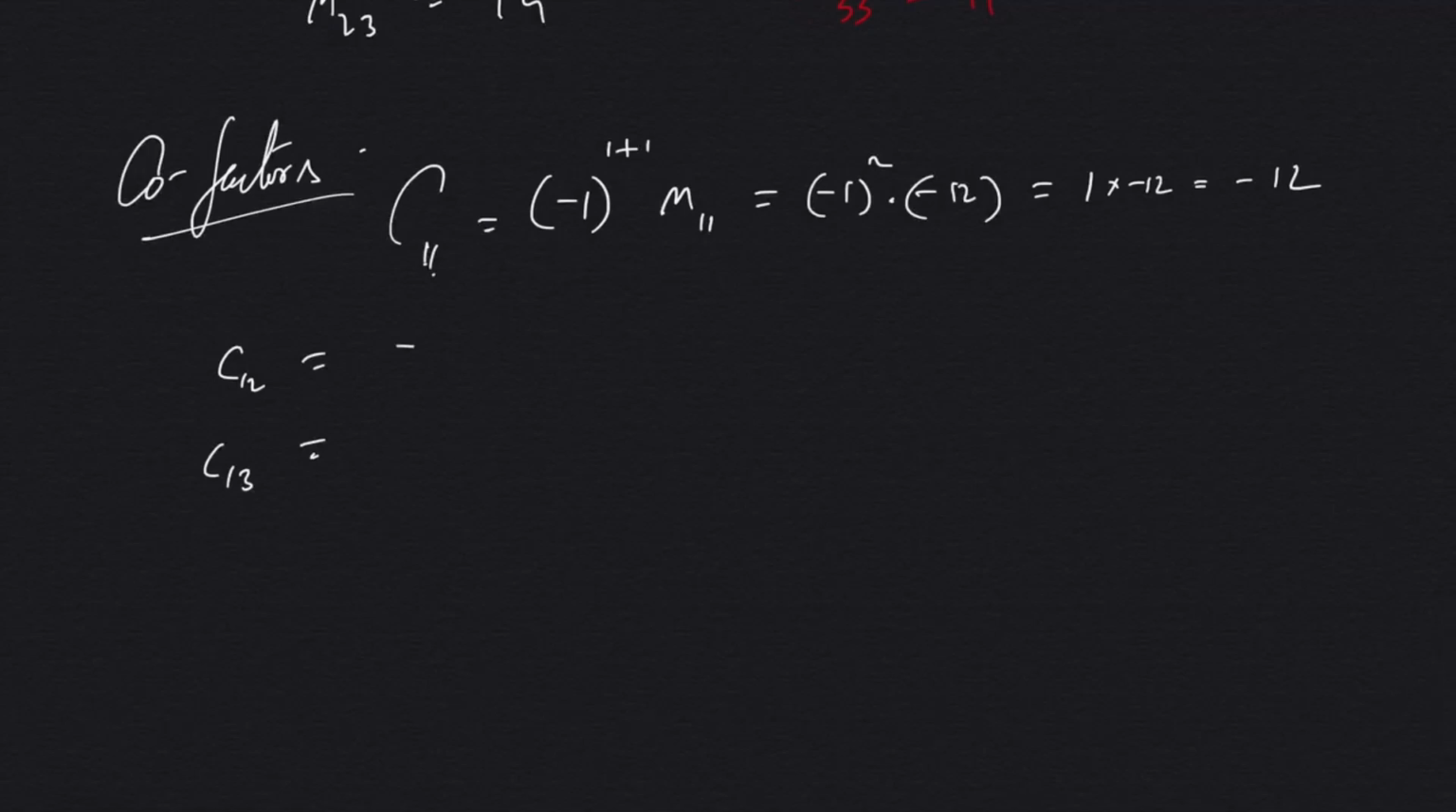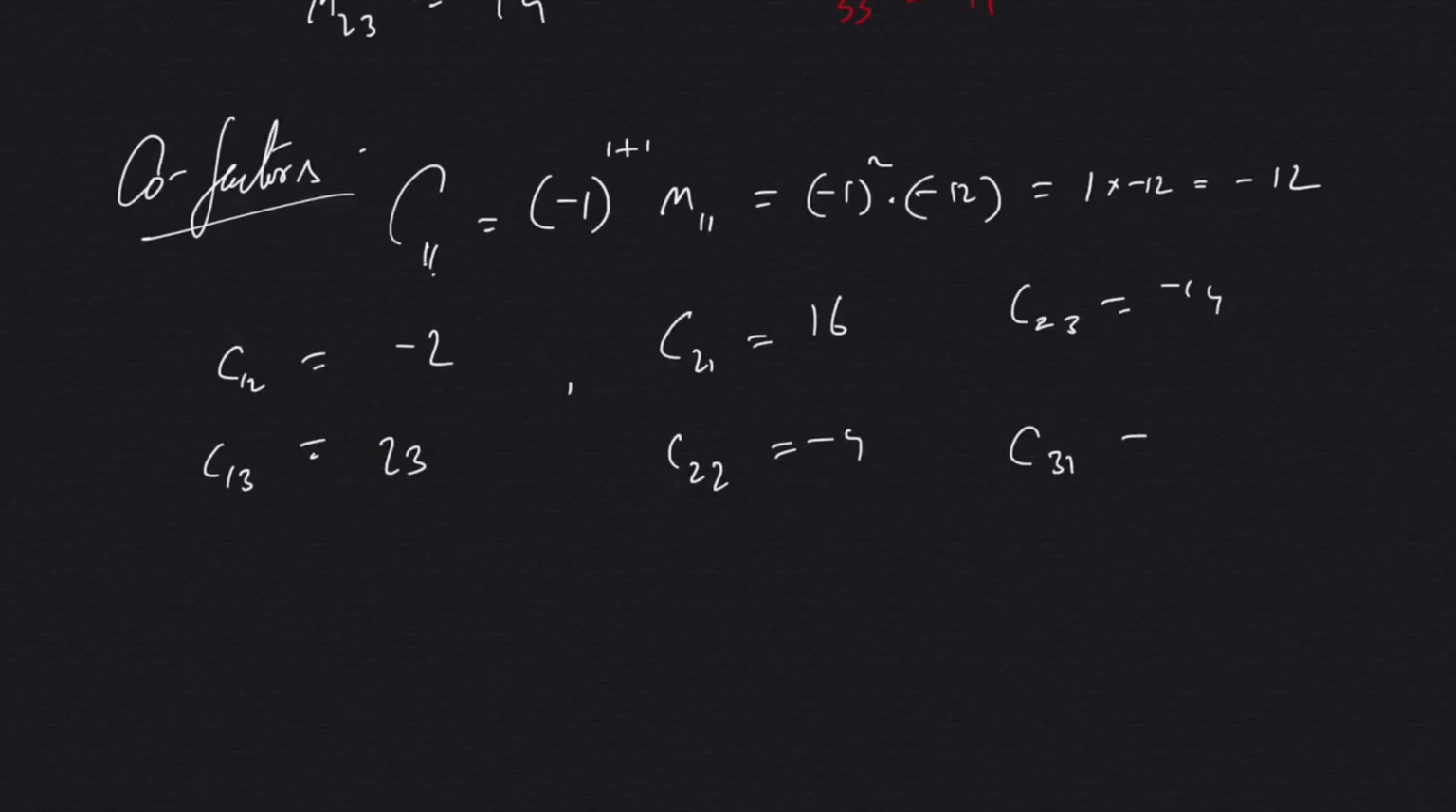Similarly C12, C13. We can again check. C12 you will get minus 2, C13 you will again have 23, C21 you will have 16, C22 you will have minus 4, C23 you will have minus 14, C31 you will have minus 4.